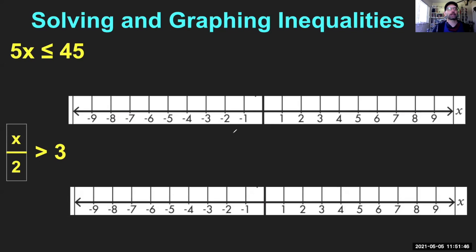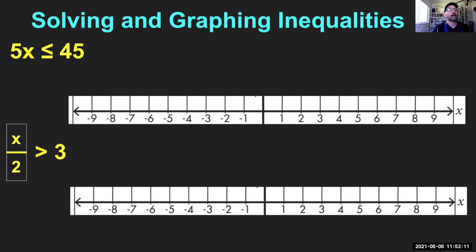Okay, so now let's look at problems that have multiplication and division. Now, again, you've done this before when they had equal signs. It's really not any different when you have an inequality sign. So this first one says 5x is less than or equal to 45. So make believe this was an equal sign. If it was 5x equals 45, that would be easy. It's the same thing. So what you want to do is get x by itself.